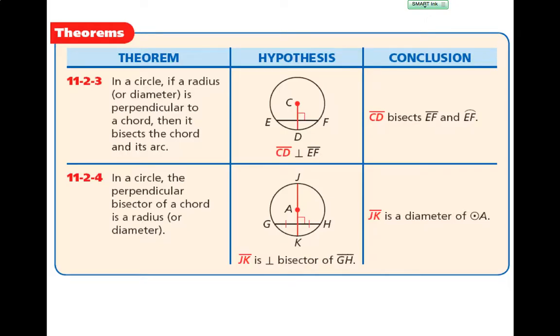All right, so that theorem has multiple parts to it. These are the last two theorems. It says in a circle, if a radius, or it might be a diameter, and sometimes they don't even draw the whole radius. But if it goes to the center of the circle, it would be part of a radius or diameter, so it fits this theorem. In a circle, if a radius is perpendicular to a chord, then it bisects the chord and its arc. If we've got a radius perpendicular to a chord, it's going to bisect the chord. It's going to cut that in half, and it's cutting the arc, EF, in half also. Bisects the chord and the arc.